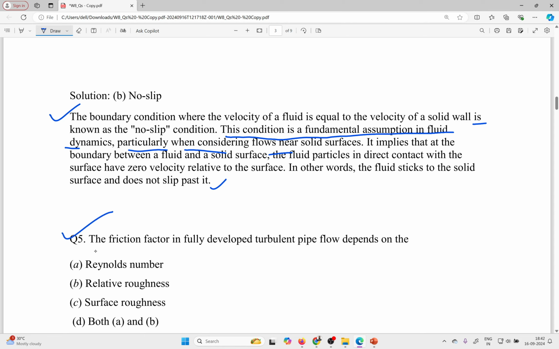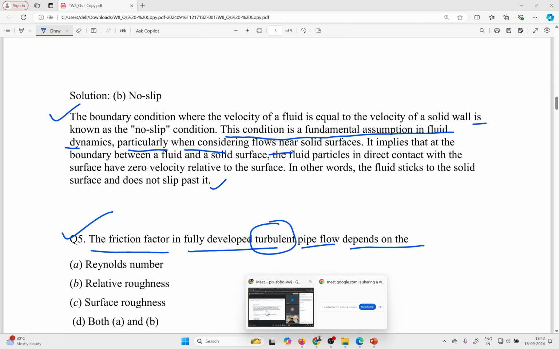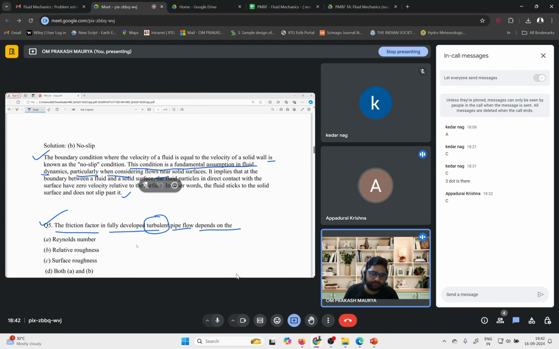Next question is: friction factor in a fully developed turbulent flow. Here we are talking about turbulent pipe flow. Previously we were talking about laminar, but here it is turbulent flow. Question number 5.